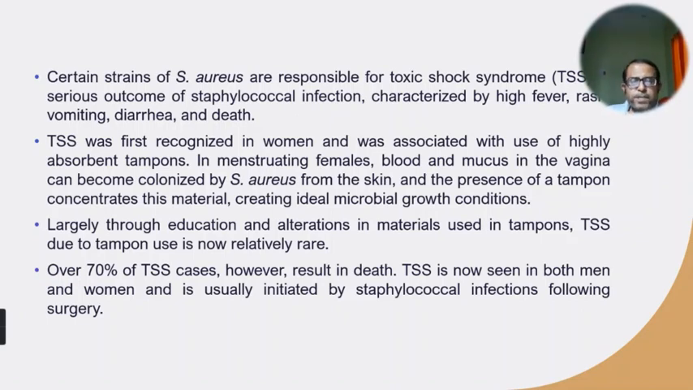Largely due to education and alteration in the materials used in tampons, toxic shock syndrome due to tampon use is now relatively very rare. Over 70% of toxic shock syndrome cases result in death. So this amount is very, very high, and it occurs because of the bacterium Staphylococcus aureus. Now, toxic shock syndrome is also seen in men and women, usually initiated by staphylococcal infection following surgeries. This infection can occur after surgery.